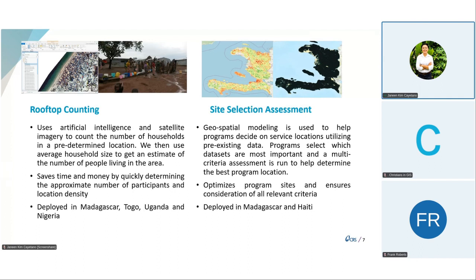The site selection assessment helps us decide on service locations utilizing pre-existing data. In this context, we used it in Madagascar and Haiti to define the best shelter locations based on certain criteria. In this case, we used criteria of different hazards, let's say flooding and earthquake, whether there are nearby health facilities, road network access, and so on and so forth. Those criteria can be set to create an assessment to determine the best program location.